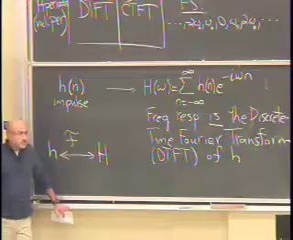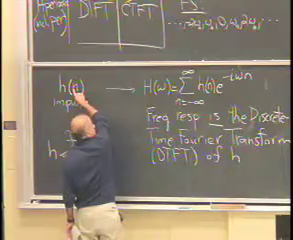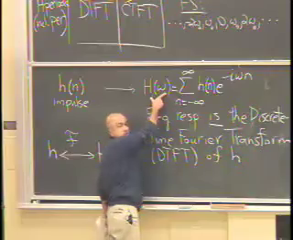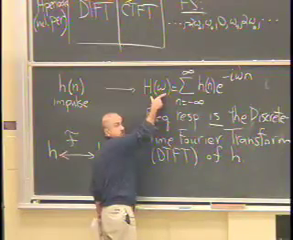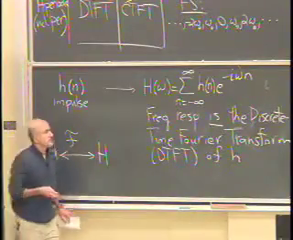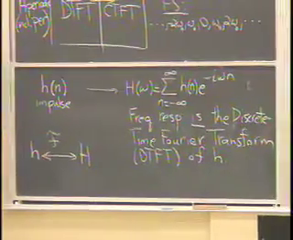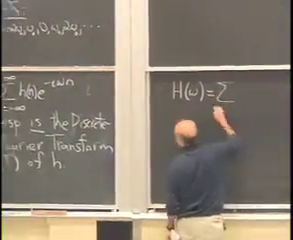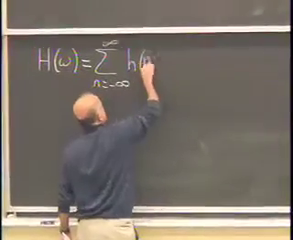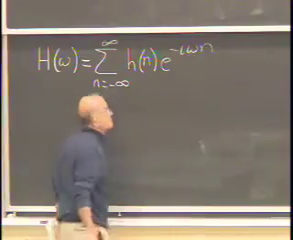The question that we want to answer today is, okay, up to this point, if I told you what h of n was, you could figure out what H of omega is. What if I give you the description in the frequency domain? How do you go from H of omega back to the time domain? That's what we're going to figure out. Let's look at this expression. h of n e to the minus i omega n.